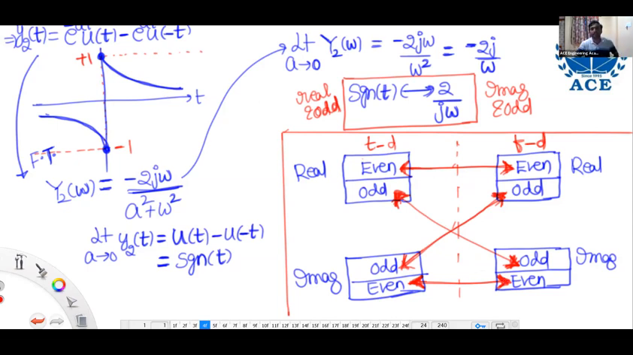Just a real signal means conjugate symmetry. Don't mix the words. Just a real signal means conjugate symmetry.